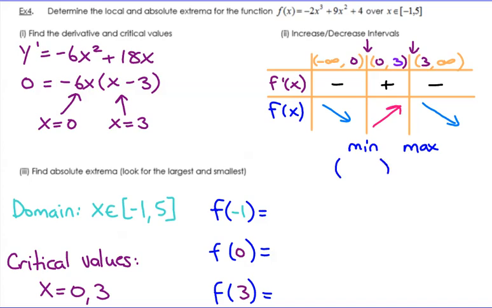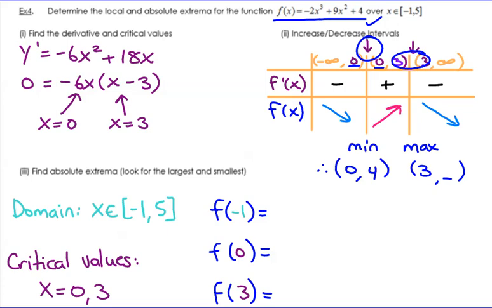Now, if we wanted to know the actual coordinates, what we'd have to do is take this x value, which is going to be 0. I'm going to take 0 and plug it into our original function. And so something like that would be the minimum point. That would also be called our turning point. And then again, the same thing with the max. You can sub in a 3 into this equation, and then you would get the maximum point as well.